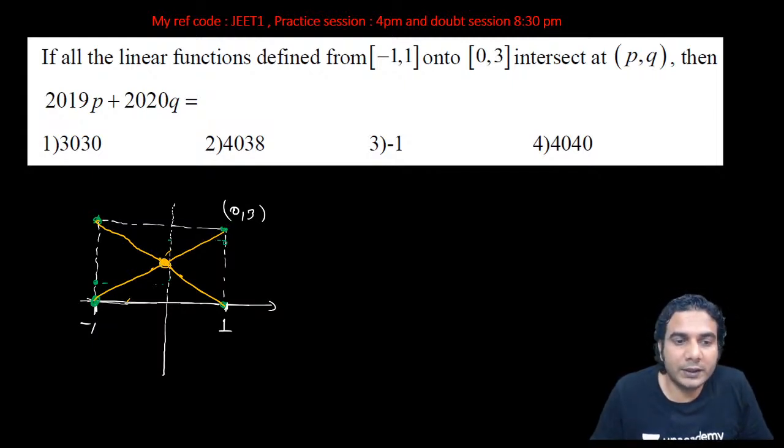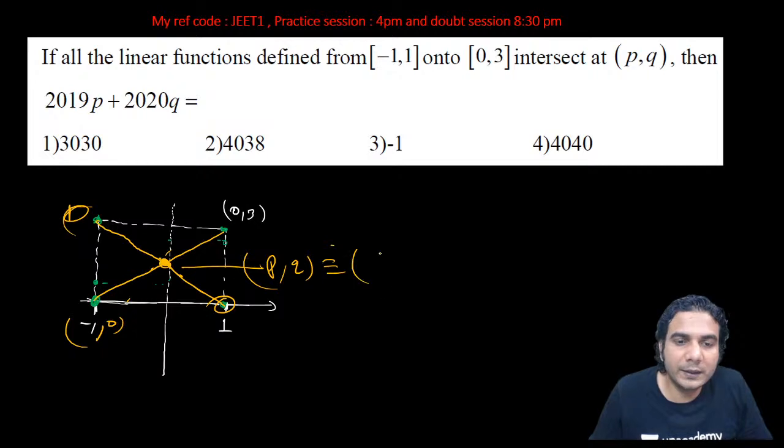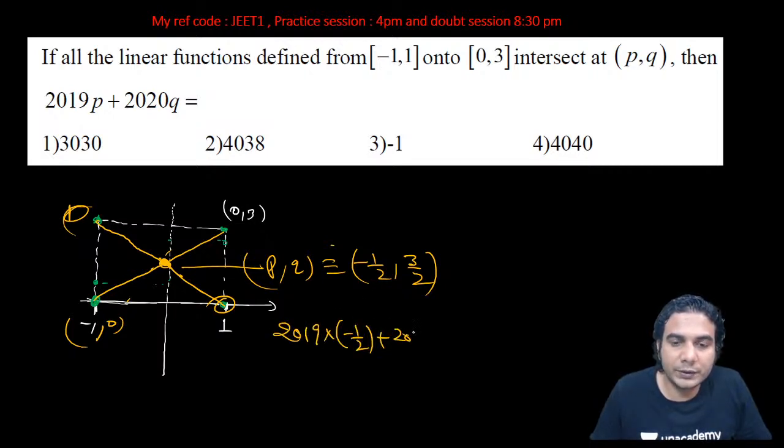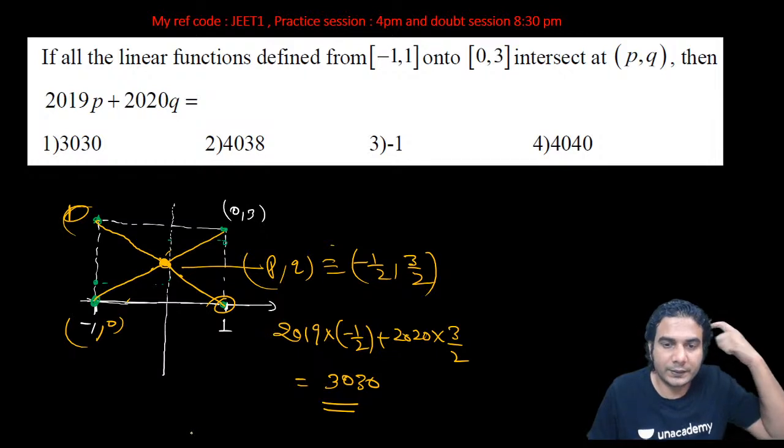These two possibilities are basically the diagonals of this rectangle, and you need to find the intersection point. The intersection point is the midpoint of 0 comma 3 and -1 comma 0, or the midpoint of these two points. So take the midpoint. This point is P comma Q, and P comma Q is nothing but -1 by 2 comma 3 by 2. Put P comma Q in 2019 into P. P is -1 by 2, plus 2020 into Q. Q is 3 by 2. Add them. It comes out to be 3030.